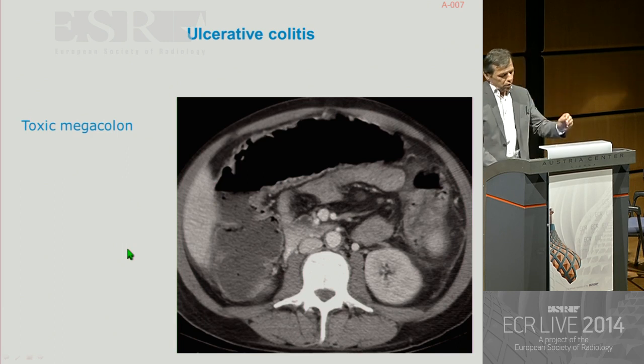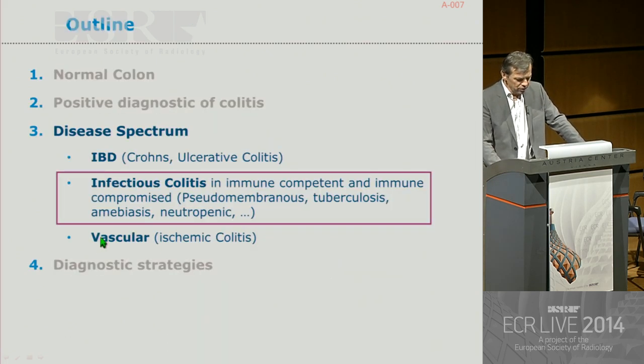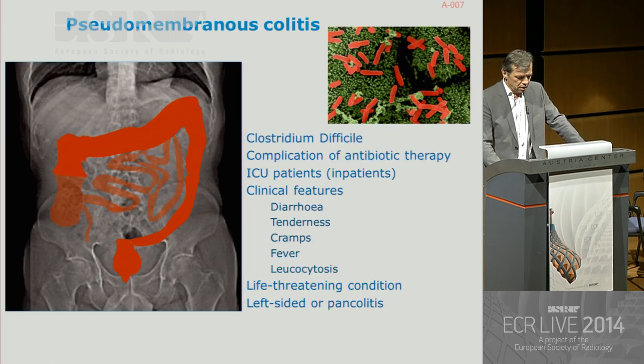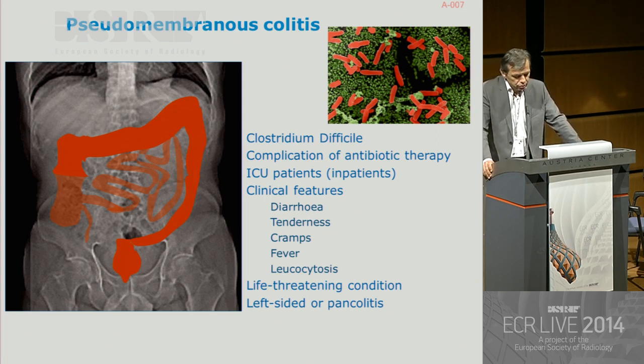Again, when you see a toxic megacolon, in this case, that is most commonly related to ulcerative colitis. What about infectious disease now? Pseudomembranous colitis is the most common that we see, especially in hospitalized patients. This is due to C. diff and complicated antibiotic therapy, and this is really a life-threatening condition, especially in patients in the ICU, that you have to follow, and that is something that you have to describe to the intensive care physician.